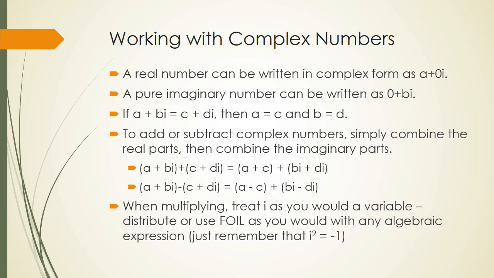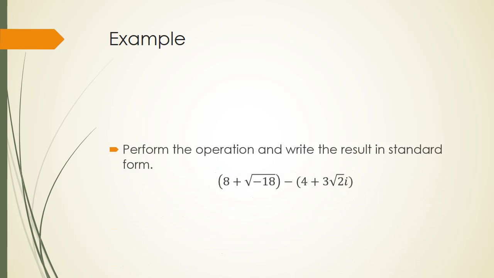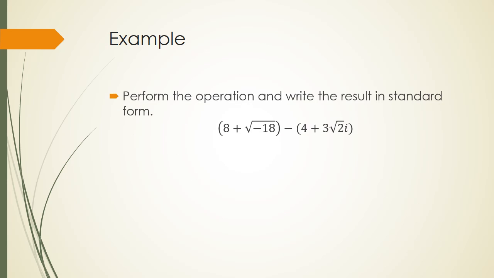When you multiply, you treat i kind of like you would a variable. You distribute or you use FOIL. But remember, it's not a variable, and i squared equals negative 1. Here's an example. Try this problem, pause the recording, and resume the recording to check your answer.